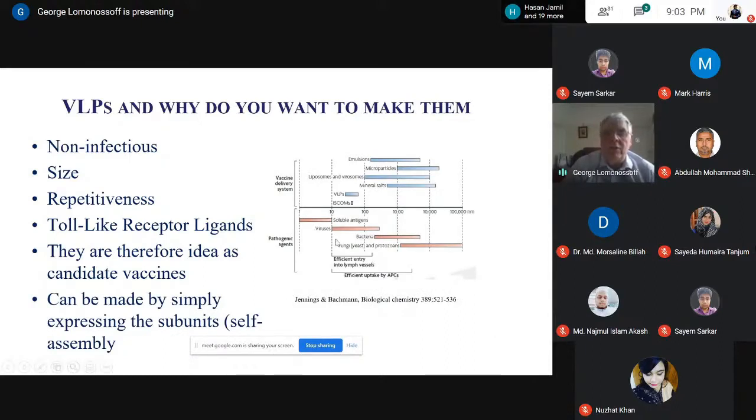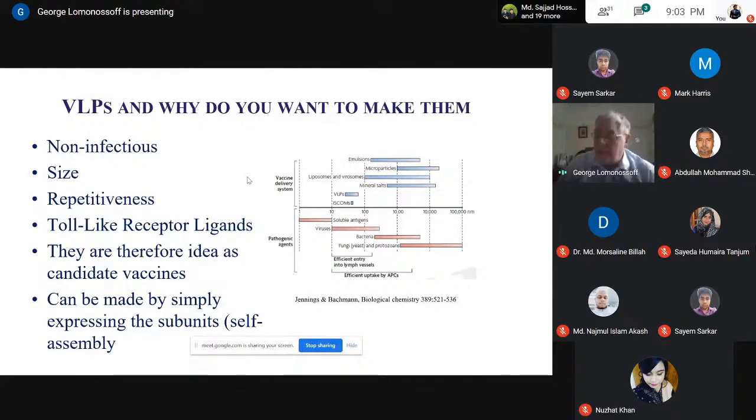They're just a beautiful size. They very accurately mimic pathogenic agents and will react as if they are viruses, whereas soluble proteins tend to be too small to interact efficiently. And VLPs can, in many cases, simply be made by expressing the subunits. Now, in some of the viruses, they'll just self-assemble.